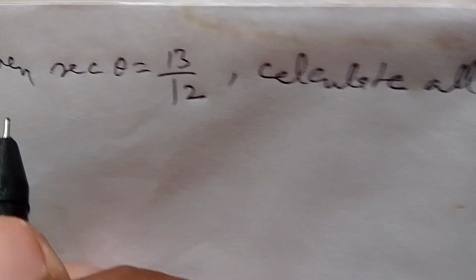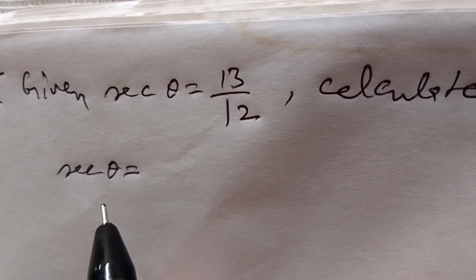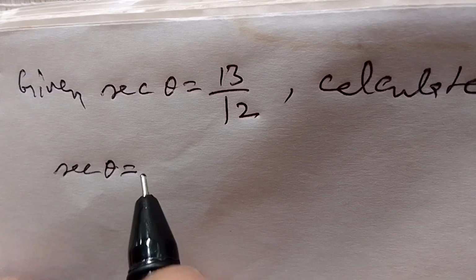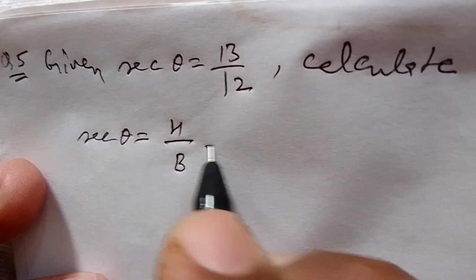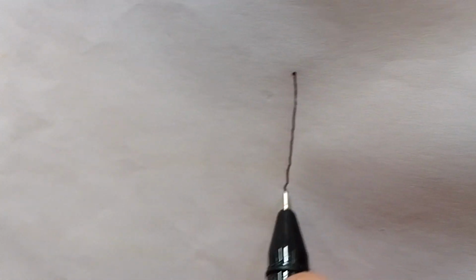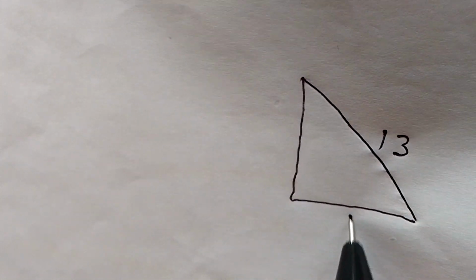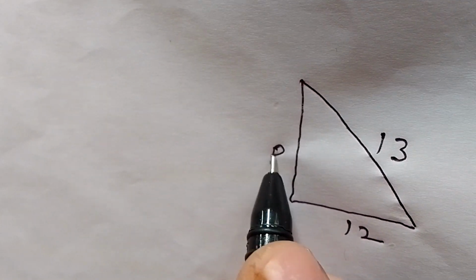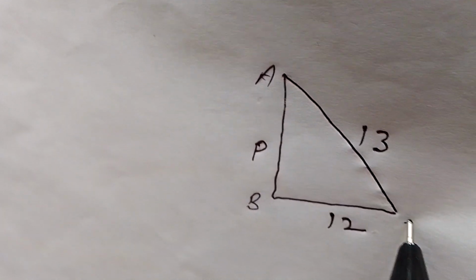Since we know that secant theta is opposite to cos theta, and cos theta is base upon hypotenuse, so secant theta is hypotenuse divided by base. So hypotenuse is 13 and base is 12. So the triangle which we make is like this: hypotenuse 13, base 12, perpendicular we have to find, that is A, B, C.